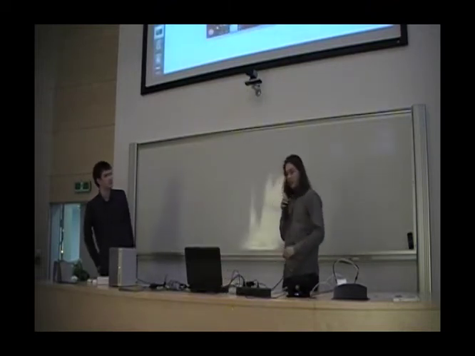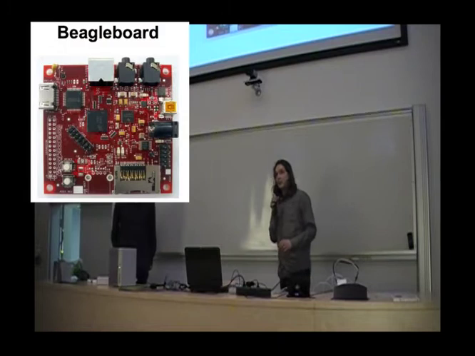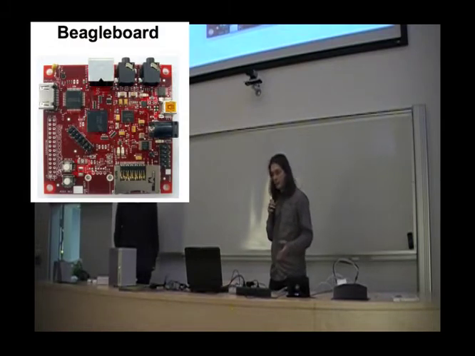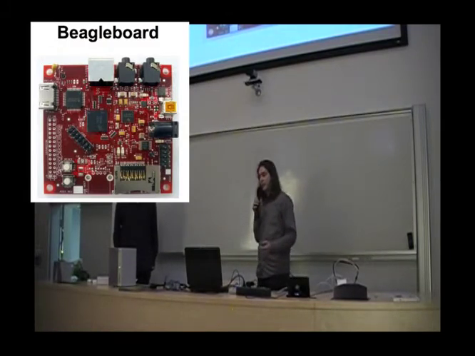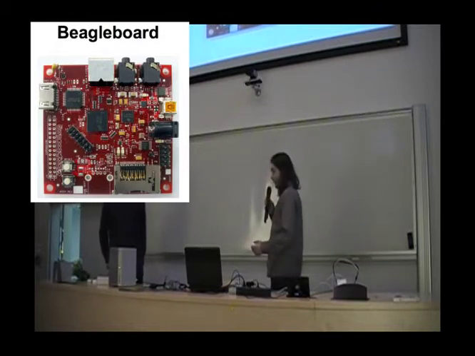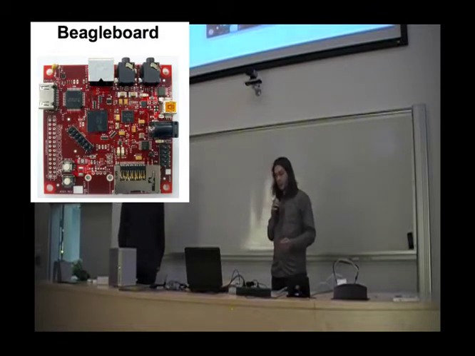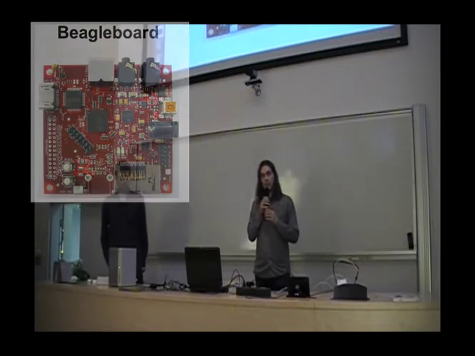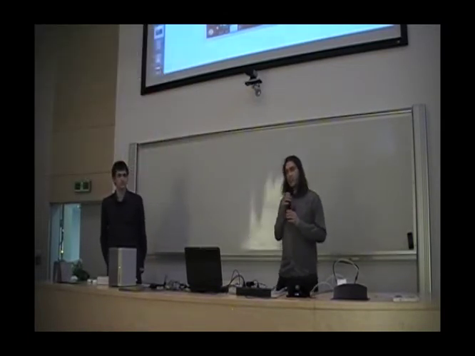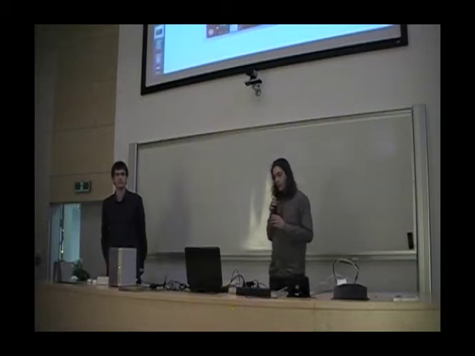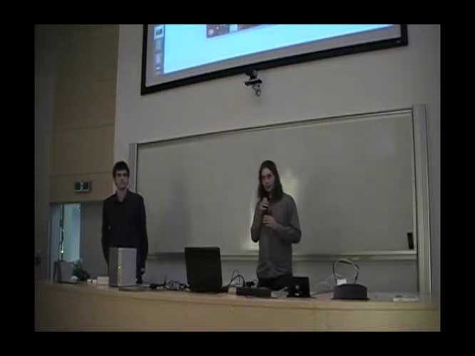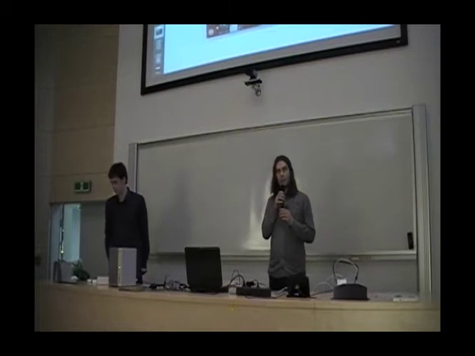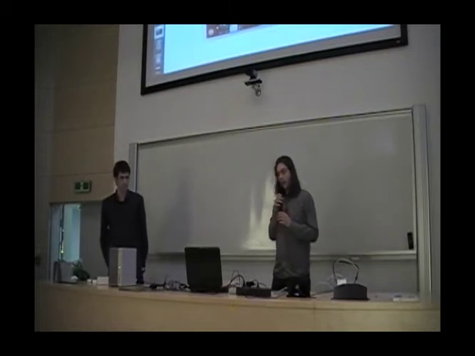Okay, so this is Beagleboard. It runs 1 GHz processor. It has 512 megabytes of RAM. It also has some USB ports, HDMI, so we can connect keyboards and monitor to it and use it as a desktop computer. But what is most important, in our case, it runs Linux Debian, which is installed on the SD card.